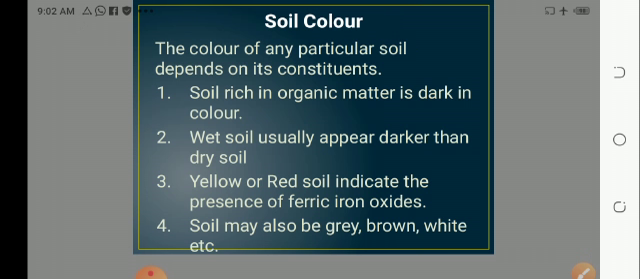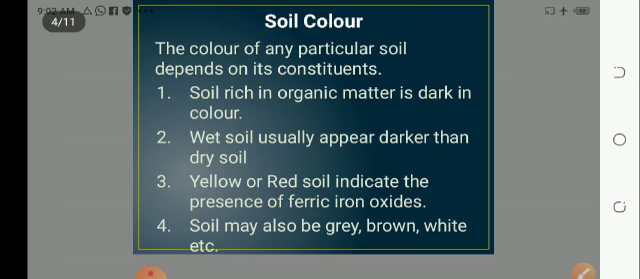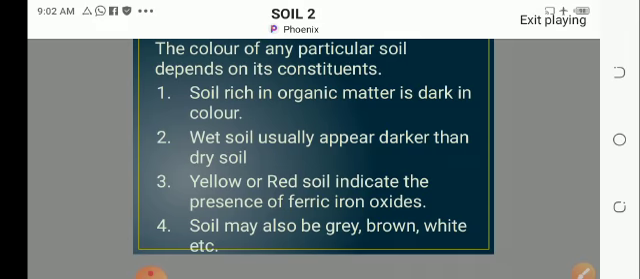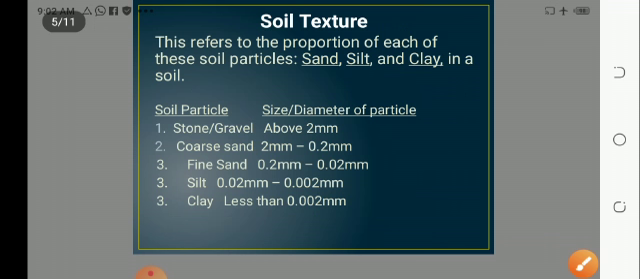Yellow or red soil indicates the presence of ferric iron oxides. Then we want to note that soil may also be gray, brown, or white in color, depending on the prevailing materials in the soil. Then we look at soil texture.